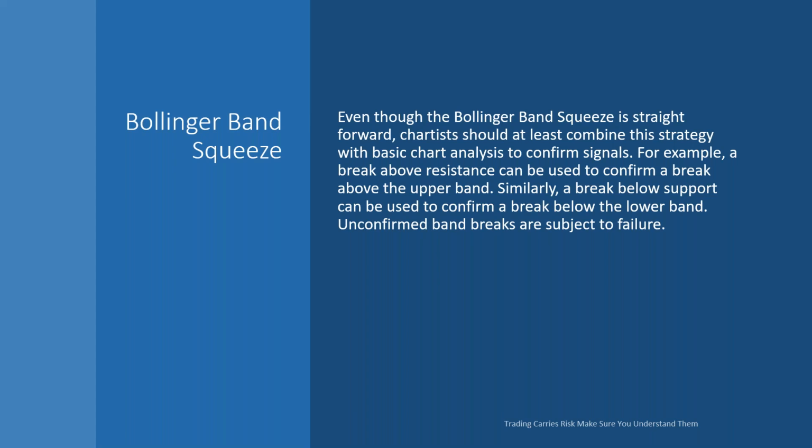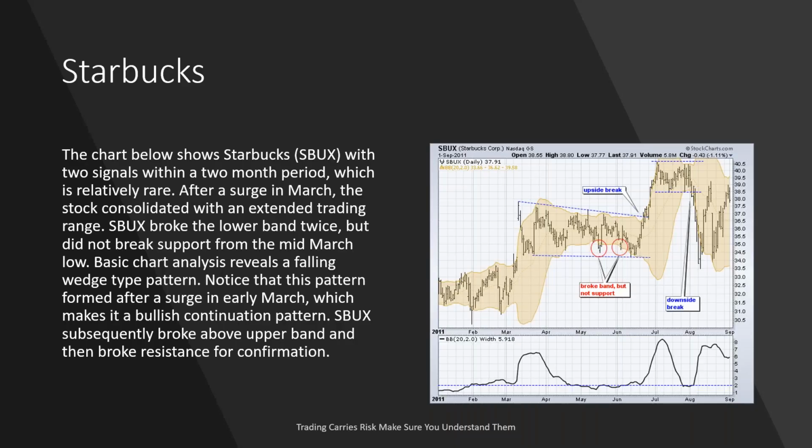So even though the Bollinger Band squeeze, and I'm going to show you this step by step in a second, is straightforward, chartists should at least combine this strategy with basic chart analysis to confirm signals. For example, a break above resistance can be used to confirm a break above the upper band. Similarly, a break below support can be used to confirm a break below the band. Unconfirmed band breaks are subject to failure, and this is why I said note volume.